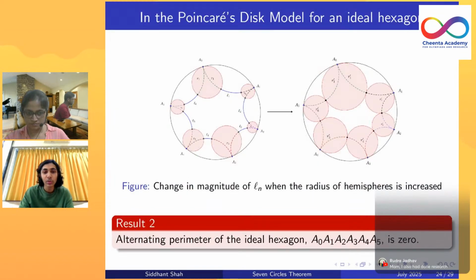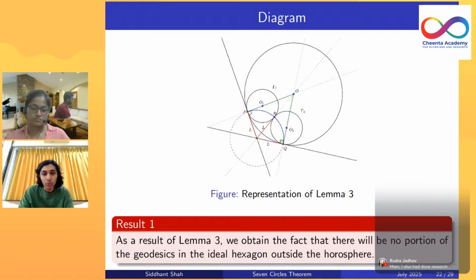Can you go back to the previous slide? So here is the representation again of it. You can see that the lines are equal, and the point R is becoming a geodesic inside it. Yeah. Next slide.